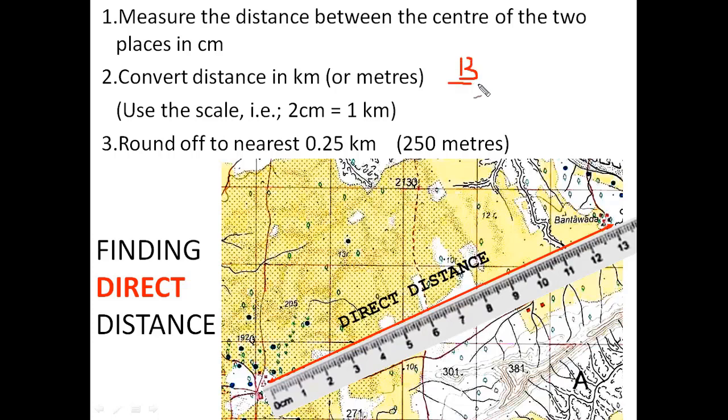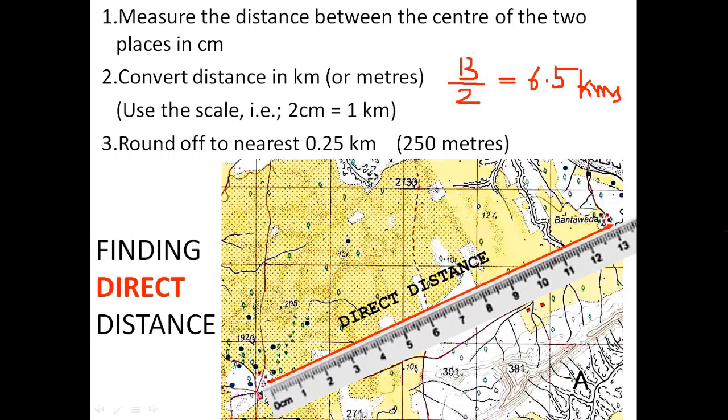Now this distance is called the crow flight distance, or you can say the flight. 13 divided by 2. Now why do we divide by 2? The reason behind it is the map scale is 2 centimeters equals 1 kilometer. When you divide this by 2, you will get 6.5 kilometers. 6.5 kilometers is the answer, or you can say the distance between Antroli to Bhantewada.